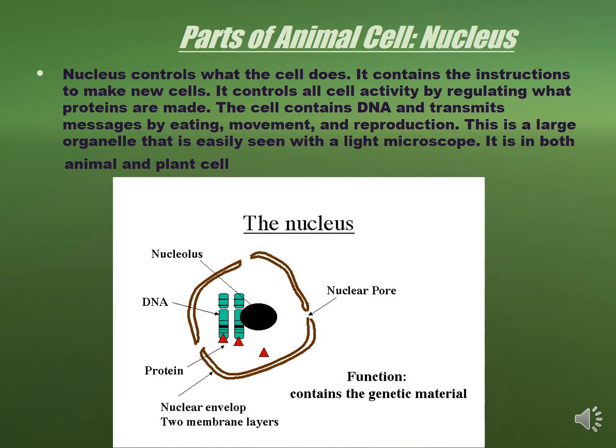Parts of animal cell. Nucleus. Nucleus controls what the cell does. It contains the instructions to make new cells. It controls all cell activity by regulating what proteins are made.